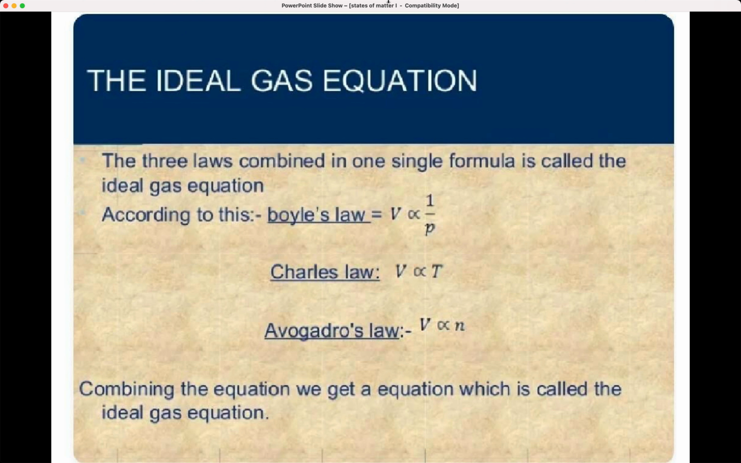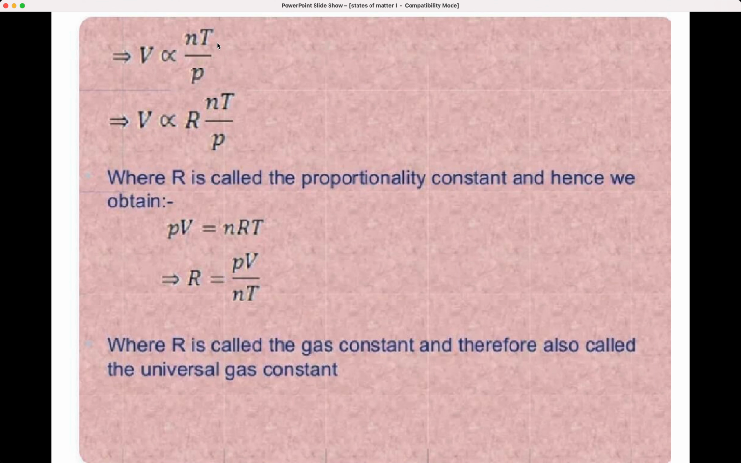Okay, now what is the ideal gas equation? The three laws combined in one single formula we call the ideal gas equation. According to Boyle's law, V is inversely proportional to P, or V is proportional to 1 by P. Charles' law, V is directly proportional to T. Avogadro's law, V is proportional to N. So we combine these three relations and what we get is known as the ideal gas equation. So V is proportional to NT by P, and V is equal to R N T by P. R is called a proportionality constant. So, cross multiplying, we get PV equal to NRT, or R is equal to PV by NT, where R is called the gas constant, and it's also known as the universal gas constant.